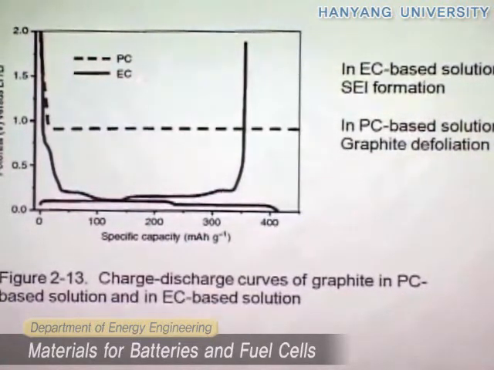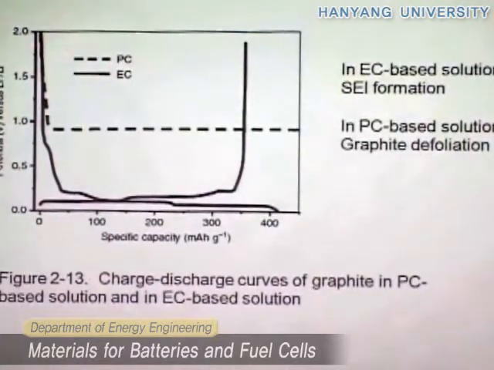Instead, in the case of propylene carbonate-based solution, you will see that the voltage will hit the decomposition of the electrolyte, approximately 0.8, but it will never recover. I mean, what will happen here is that we will never have insertion of lithium into graphite, but a continuous decomposition of the electrolyte. So it's not a good idea to use propylene carbonate-based solution with a graphite electrode.